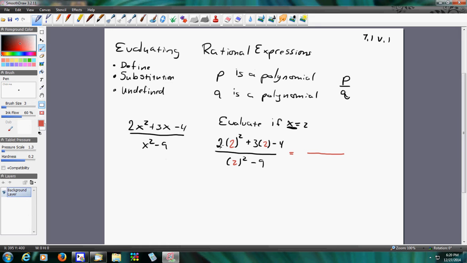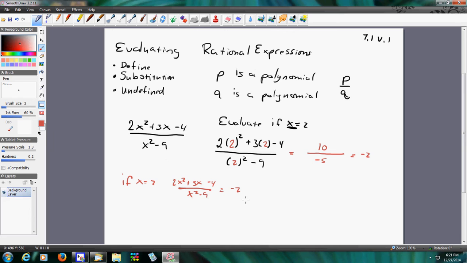If you type this into the calculator, 2 parentheses squared plus 3 parentheses 2 parentheses minus 4, well, this is going to be 4 times 2 is 8, plus 3 times 2 is 6, minus 4 is, well, so that's going to be 4, 8, plus 6 is 14, minus 4 is 10. I'm going to get 10 over 4 minus 9, which is negative 5, which equals a negative 2. So if x equals 2, 2x squared plus 3x minus 4 over x squared minus 9 equals negative 2.